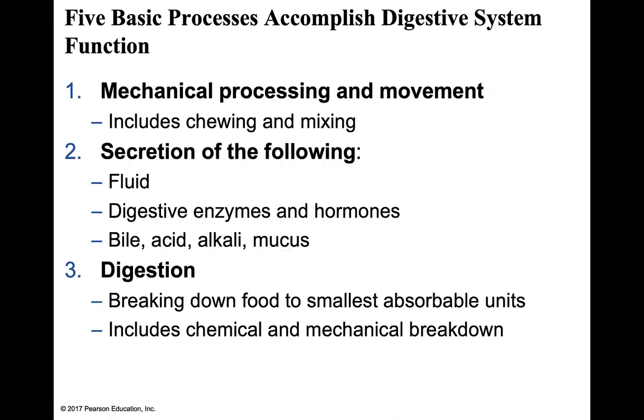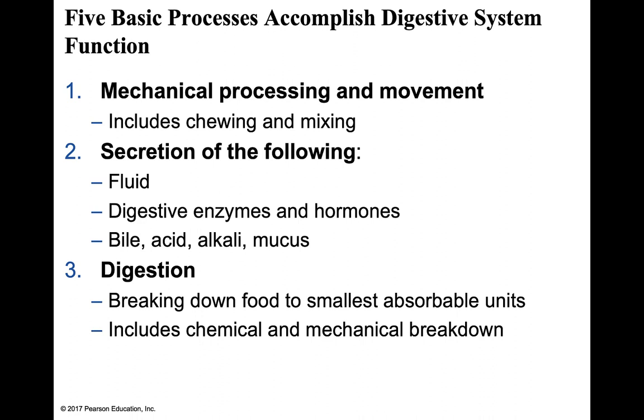Now, there's 5 general functions or processes that make up digestion. The first is mechanical processing and movement. So examples of this are going to be chewing and mixing. And we'll talk about the different types of movement that occur. Then there's a number of secretions that are produced. They're fluid in nature. They could be digestive enzymes and hormones.